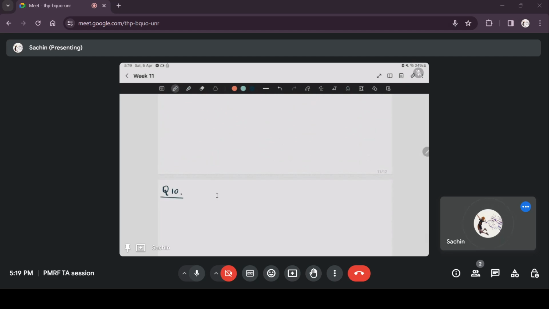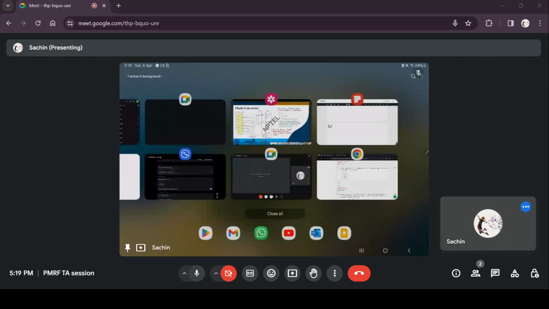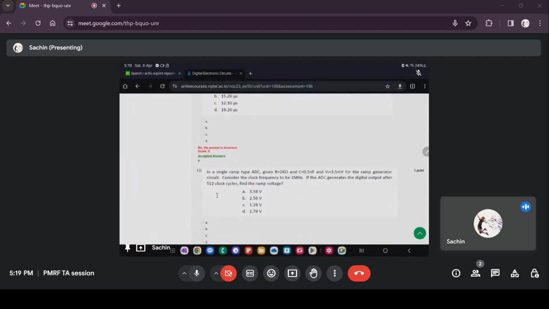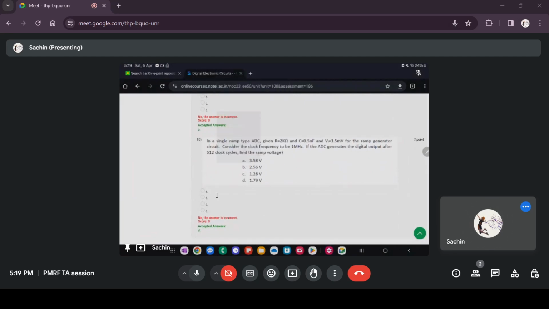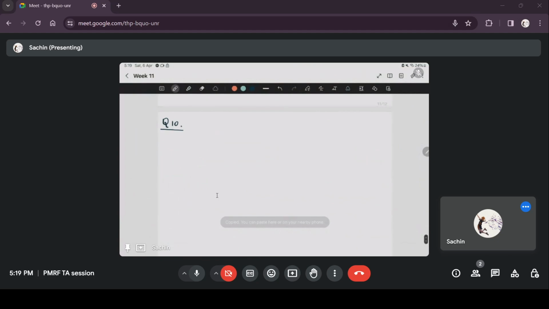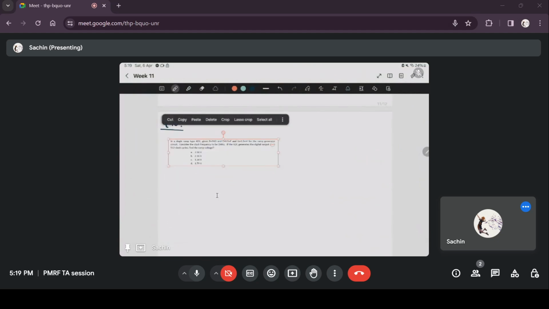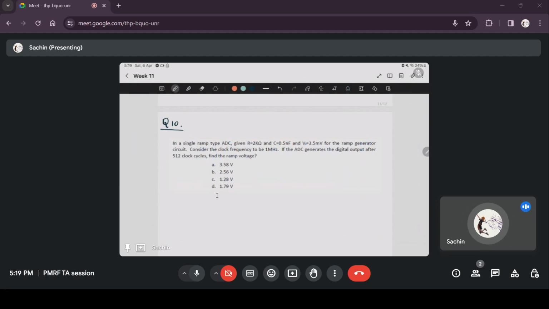Question 10. In a single ramp type ADC, given R is equal to 2 kilo ohm and C is 0.5 nanofarad, and the input is 3.5 millivolts for the ramp generator circuit. Consider the clock frequency to be 1 megahertz. If the ADC generates the digital output after 512 clock cycles, find the ramp voltage.